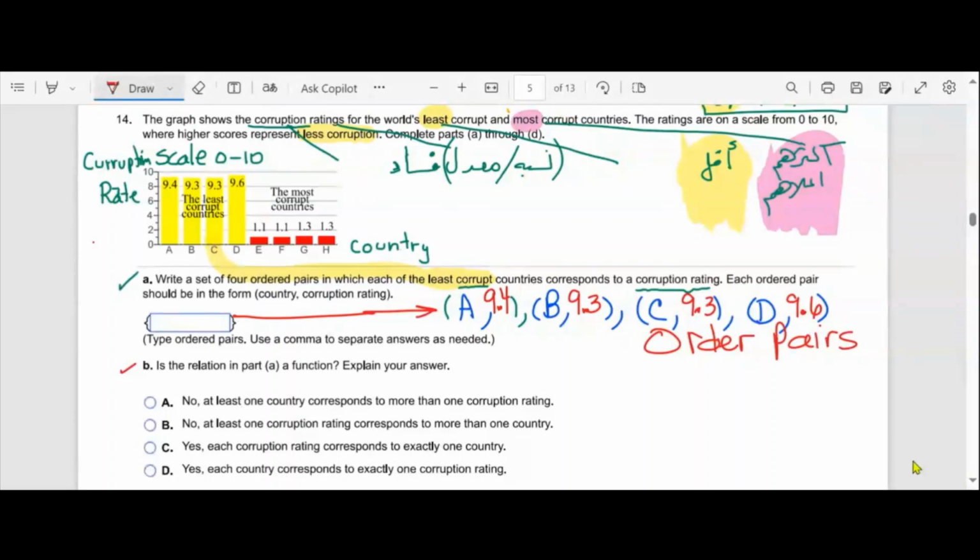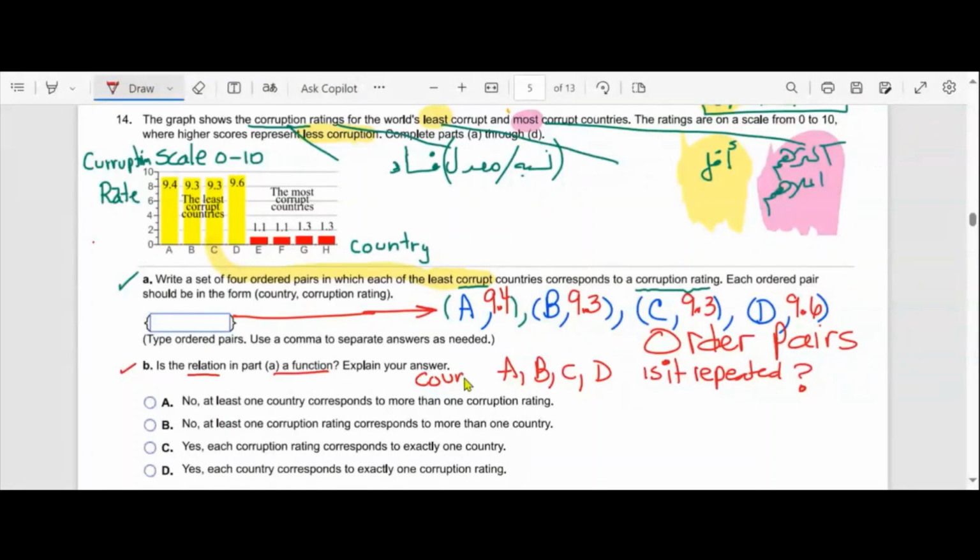Is the relation in part A a function? Explain your answer. Is the relation a function? Yes, a function, because we have the 3 and the 9 repeated. Looking at the country. Is the country repeated? No, we're looking at the country, not at the numbers.